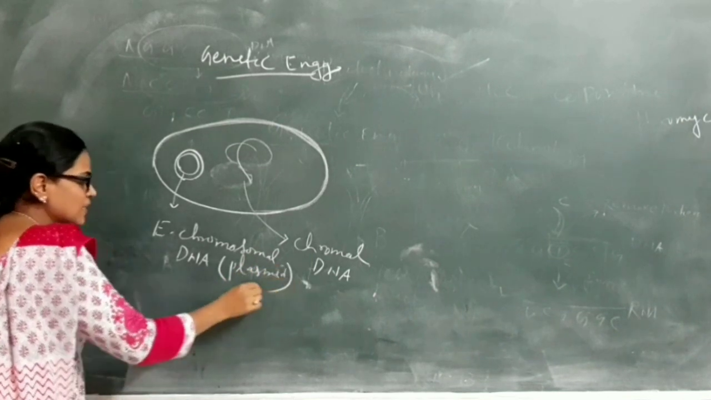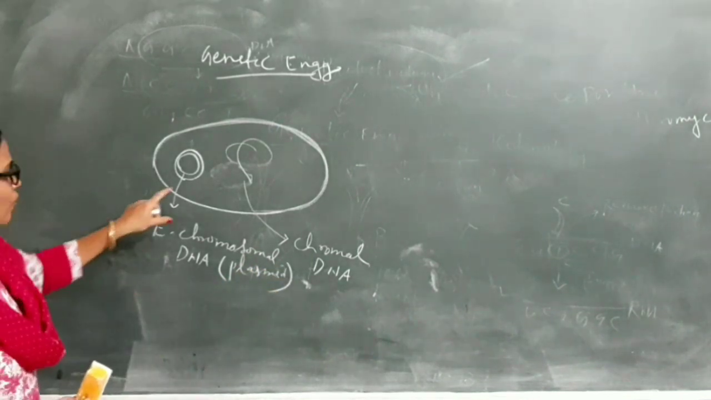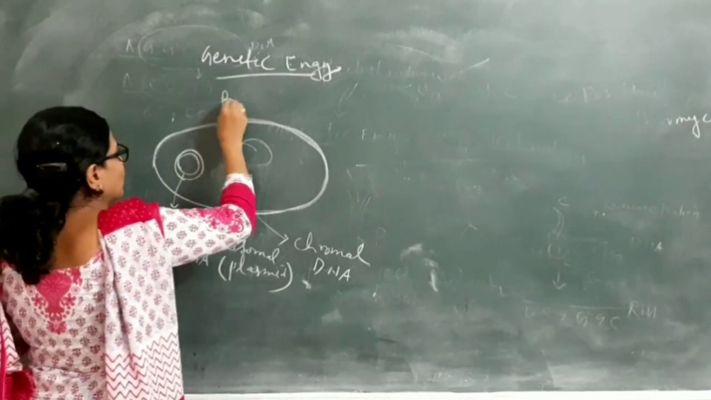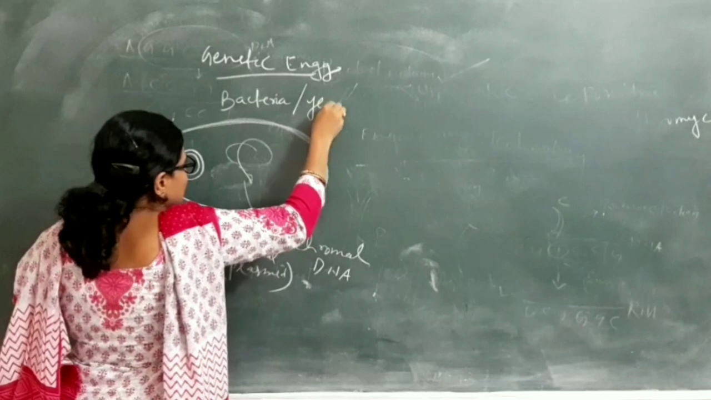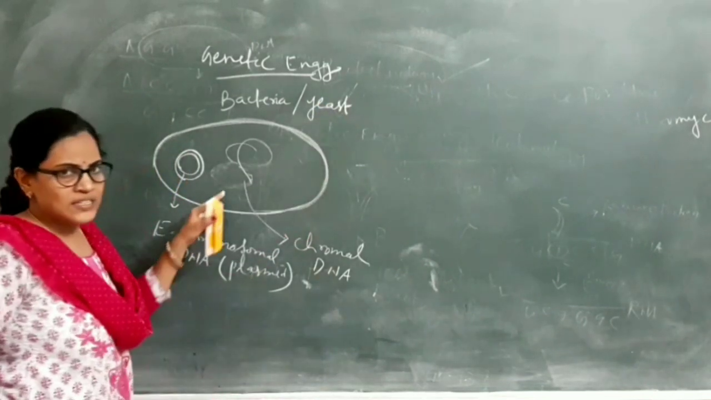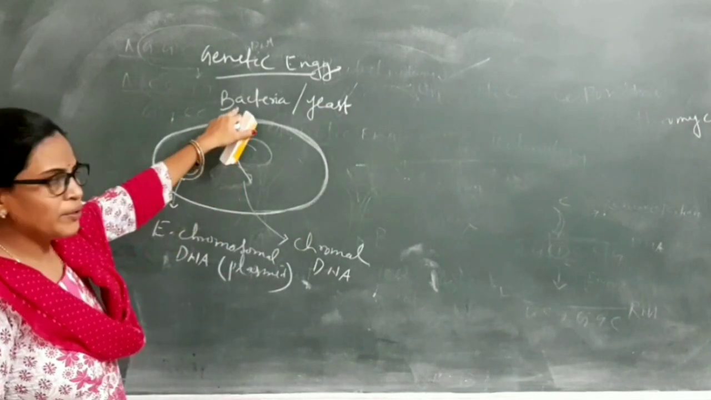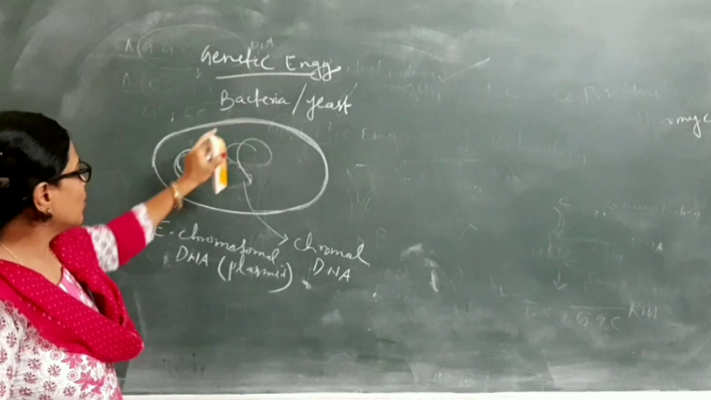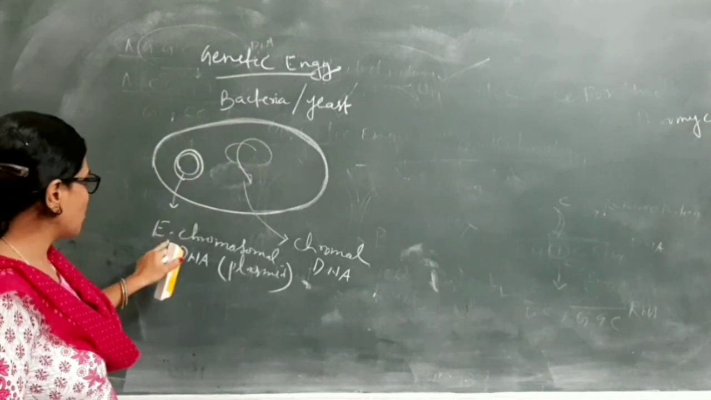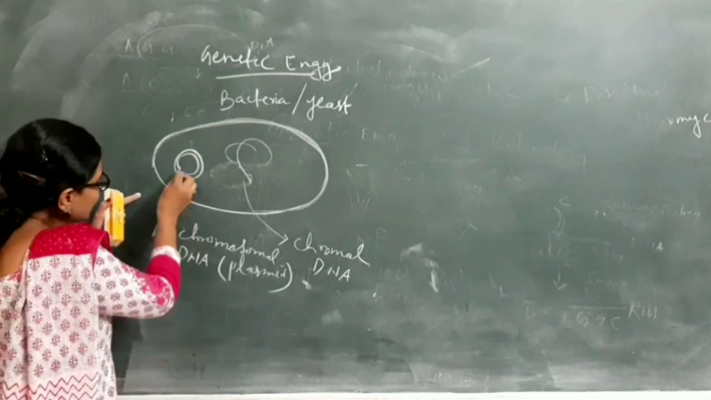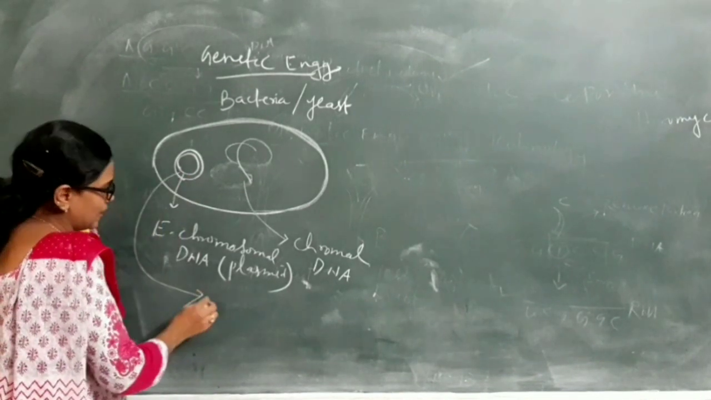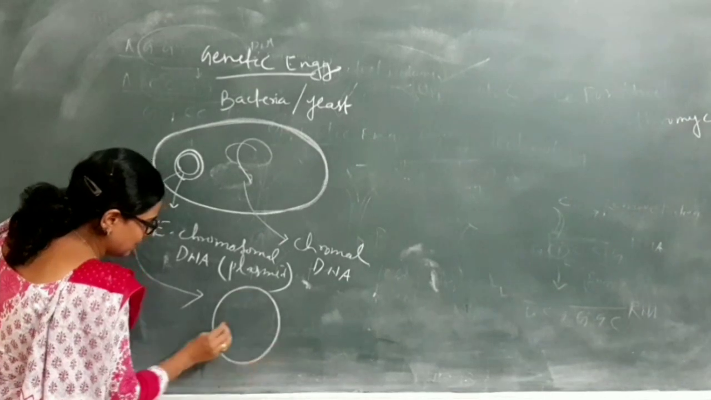This plasmid is present only inside of bacteria or some eukaryotes like yeast, etc. But in this present study, we study about bacteria. Bacteria contains the plasmid, which is known as extra chromosomal DNA. We take this extra chromosomal DNA and separate it.